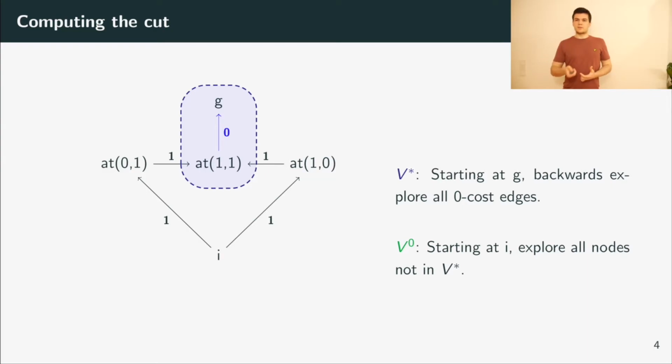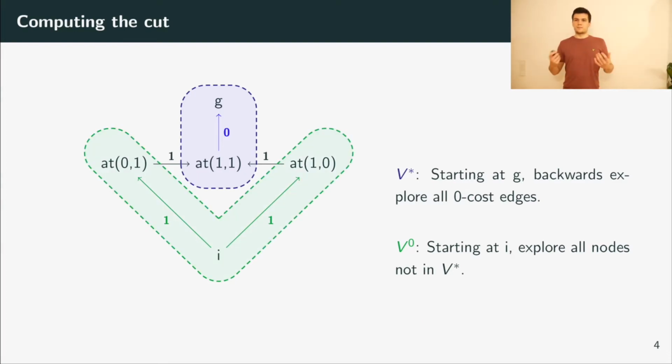The before goal zone starts at I and explores all nodes that are not in the zero cost zone and connected to our current before goal zone. So we can explore at 1, 0 and at 0, 1, and then we are finished because we can't find nodes anymore that are not in the zero cost zone. Then our cut was determined from the before goal zone to the zero cost zone.